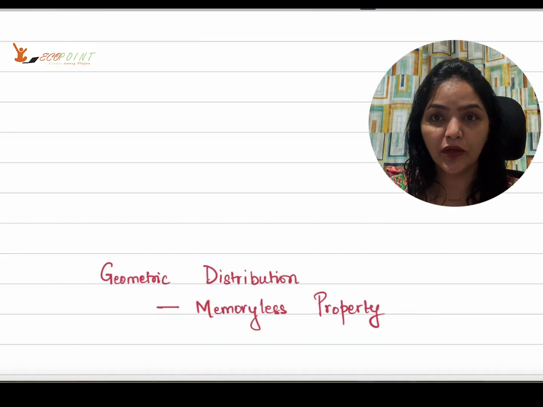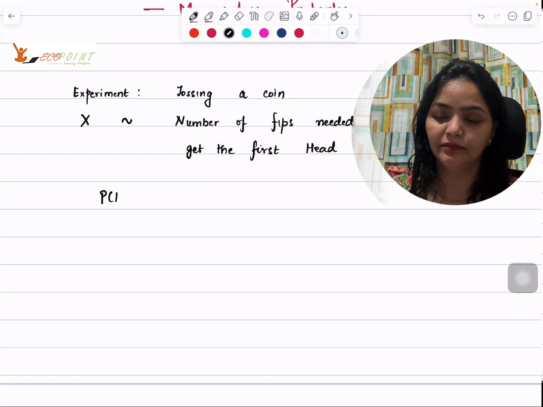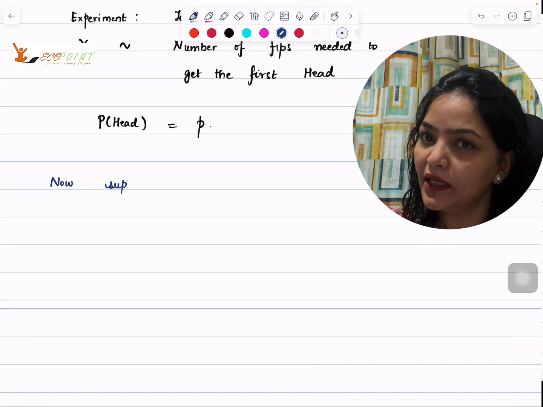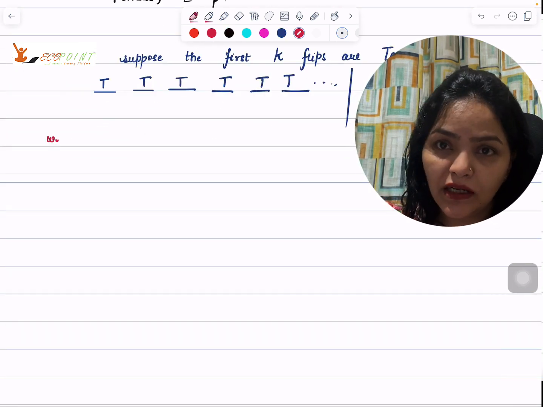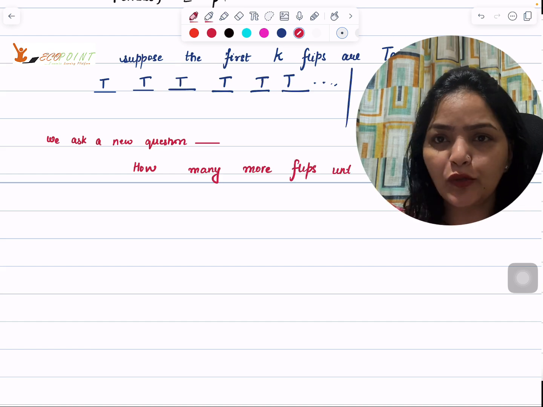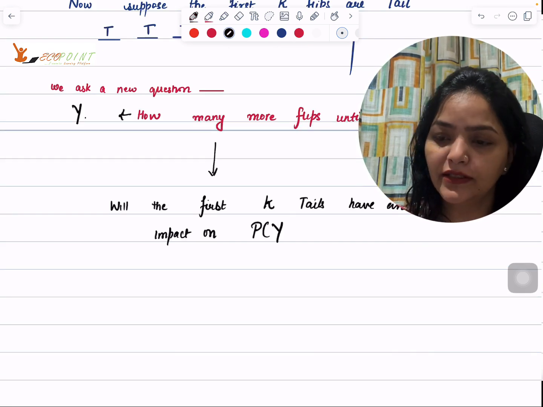Today I'm going to work on a special property associated to the geometric distribution, which is called the memoryless property. In order to understand this property, let's pick up an experiment. Suppose the experiment is of tossing a coin again and again. So when you toss a fair coin again and again, you will get either tail or head, right?